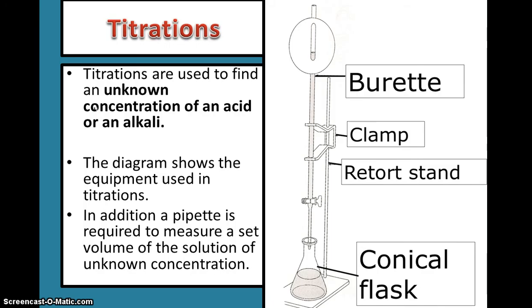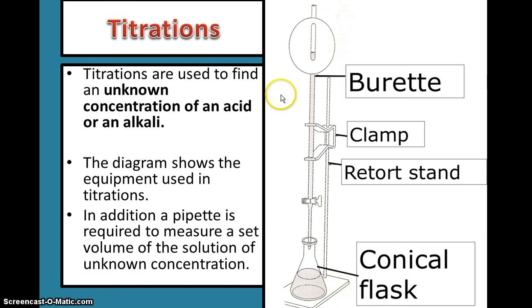Okay, so why do we do a titration? Well, we do a titration to find out the concentration of an unknown acid or alkali, and we do it by neutralising it with a known acid or alkali.